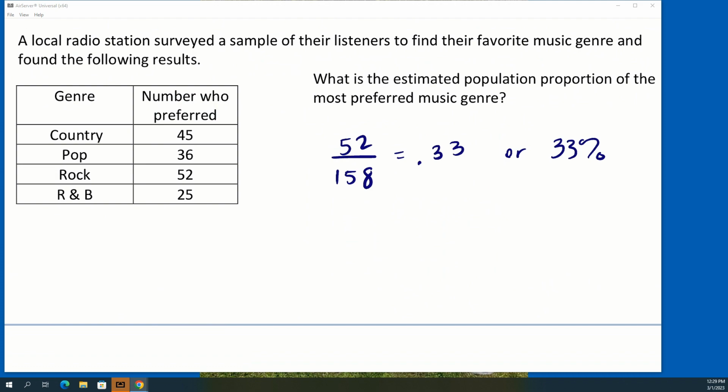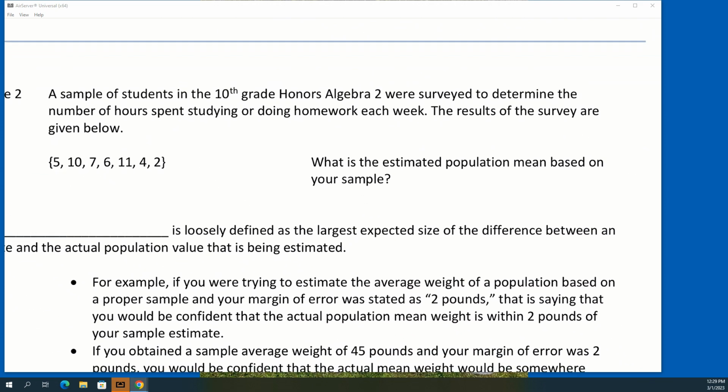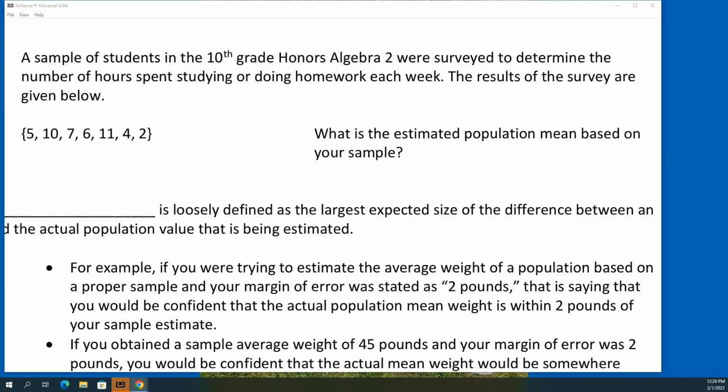All right, so let's look at the next one. A sample of 10th grade honors Algebra 2 students were surveyed to determine the number of hours they spent studying or doing their homework each week. The results are shown. What is the estimated population mean? So remember, anytime you see the word mean in statistics, it means average.